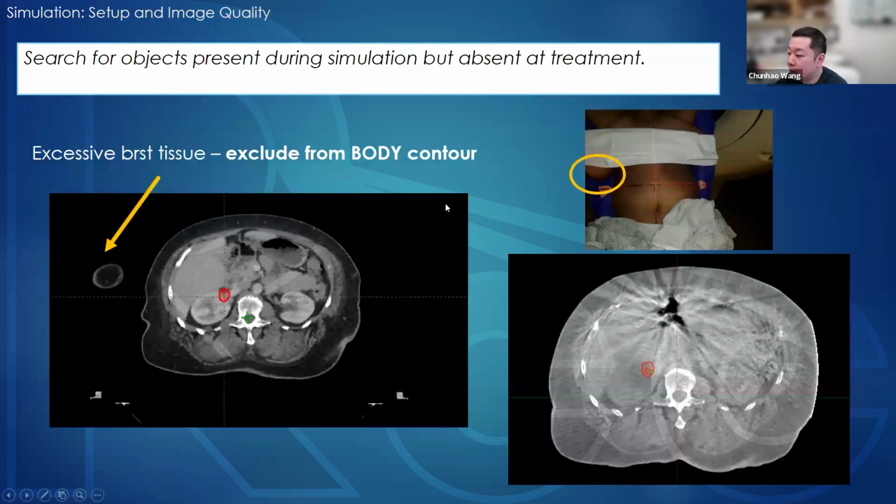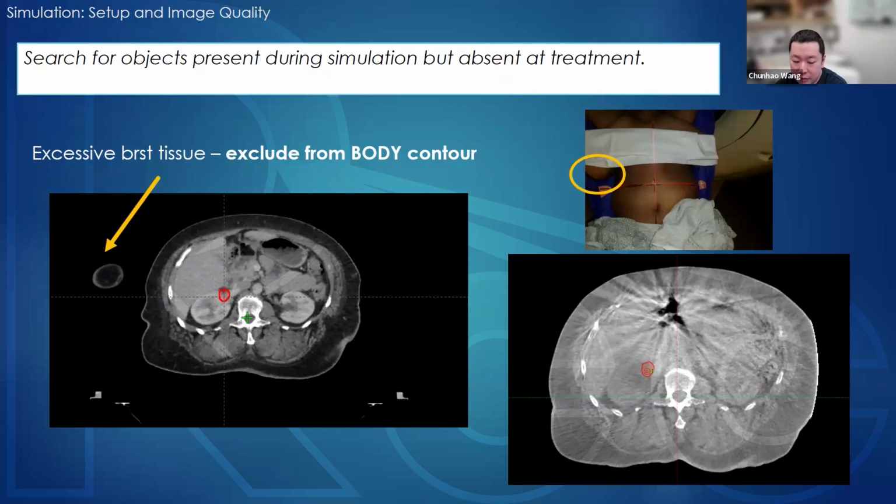This is another example of excessive tissue from the external anatomy. This is a lady with a renal cell carcinoma treating the right kidney. We can see there is some excessive breast tissue in the field of a superior target region, which is shown in red. We are also able to identify it on the simulation picture. We definitely don't want to shoot the breast region because we follow the ALARA principle. We think we can avoid that.